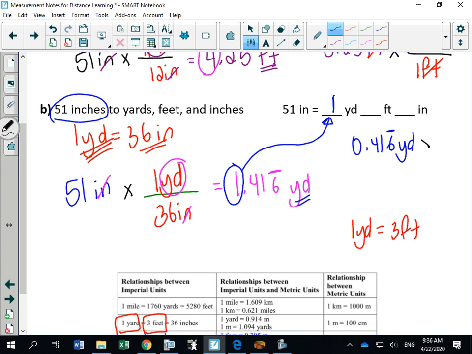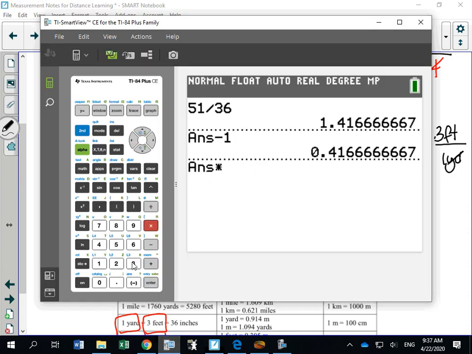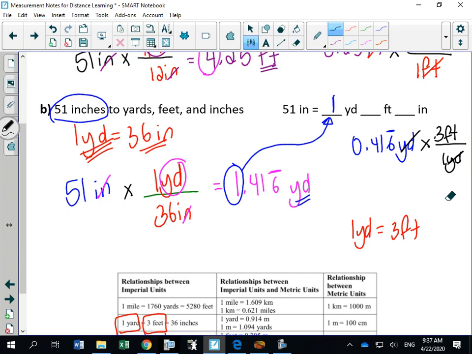Let's hit times, and you multiply by the conversion. What you want, so we're now going to feet, that goes on top. So 3 feet goes on the top, and 1 yard goes on the bottom. A yard and a yard will cancel, and I'm going to take that decimal and multiply it by 3, and my answer's in feet. So then I'll be able to write this answer in. That decimal on your calculator times 3 is 1.25 feet.